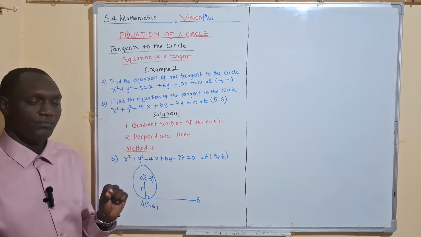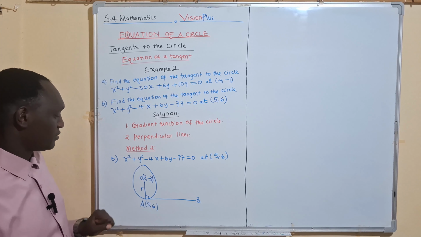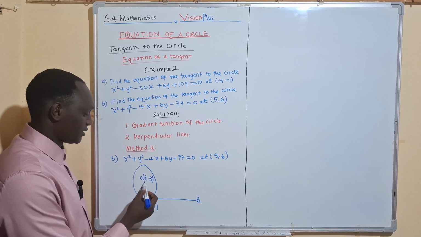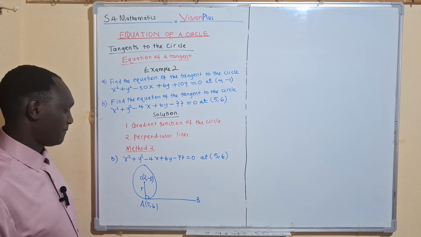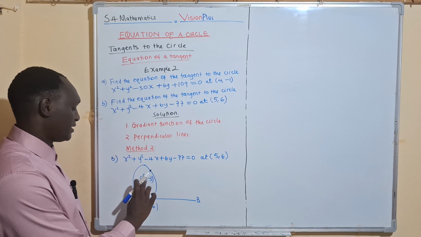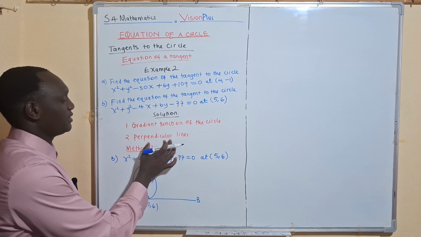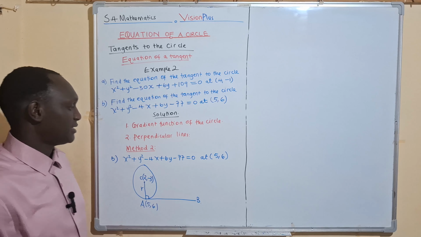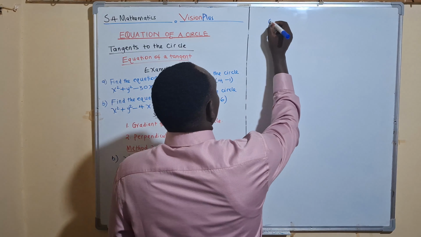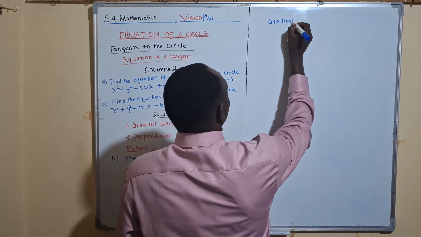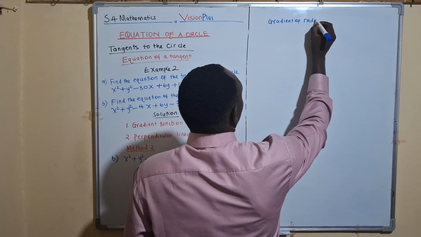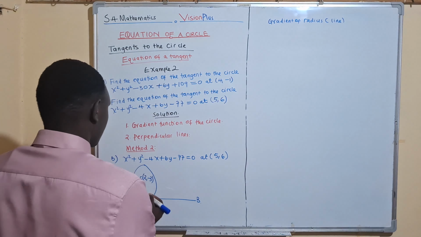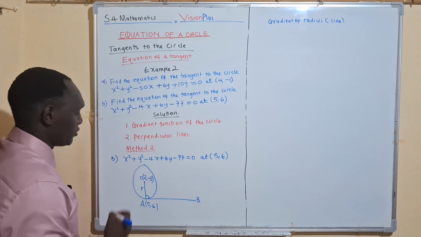Now, what do we need to do? We need to find the gradient of the radius, which is a line. The radius is a line from the center to any point on the circumference. After getting the gradient of the radius, then we apply the property of gradients of perpendicular lines, and then we get the gradient of the tangent. So let me begin by getting the gradient of the radius.